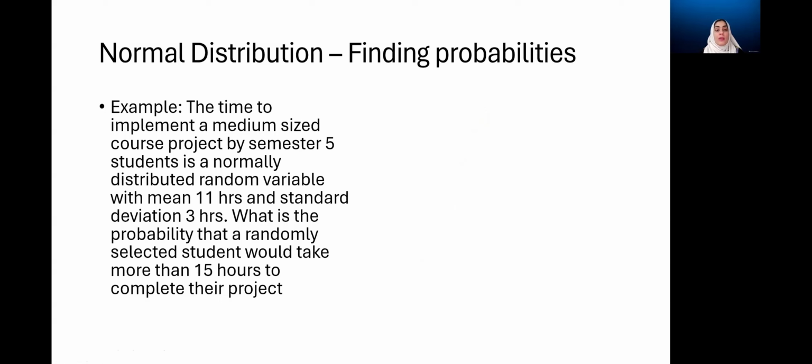The time to implement a medium-sized course project by semester 5 students is a normally distributed random variable with mean 11 hours and standard deviation 3 hours. What is the probability that a randomly selected student would take more than 15 hours to complete their project? And now clearly you can see that we need to find the probability of x occurring above a given threshold.